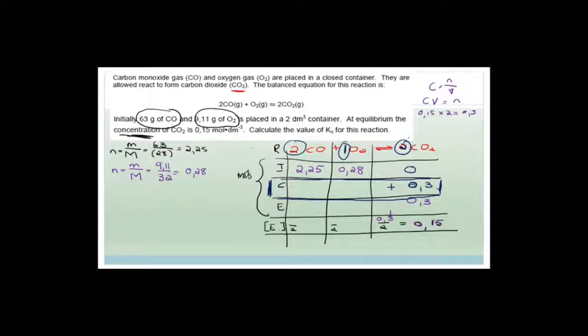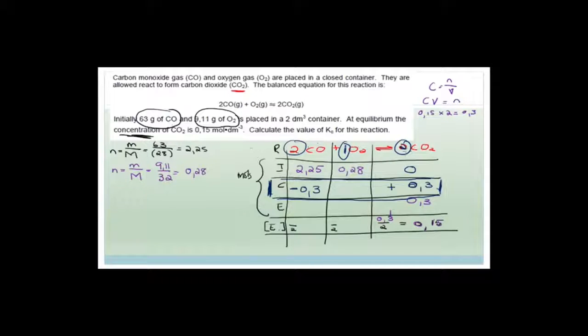Do you see that the ratio of carbon dioxide to carbon monoxide is 2:2? So that effectively is a ratio of 1:1, right? If two carbon monoxides were used, we formed two carbon dioxides. If one mole of carbon dioxide was formed, we used one mole of carbon monoxide. But we only made 0.3. So since this ratio is 2:2, which is effectively 1:1, it means that we used 0.3. We used up 0.3.